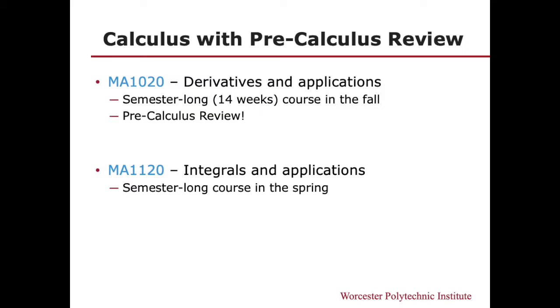The calculus with pre-calc review courses are the 1020 and 1120 sequence. 1020 is Calc 1 with your pre-calc review, but it's a semester-long course, so it's a 14-week course. This runs every fall. 1120 is the same sort of thing, except a Calc 2 that's semester long in the spring. Any degree requirement, WPI-wide, that requires Calc 1 or Calc 2, these will satisfy such requirements.